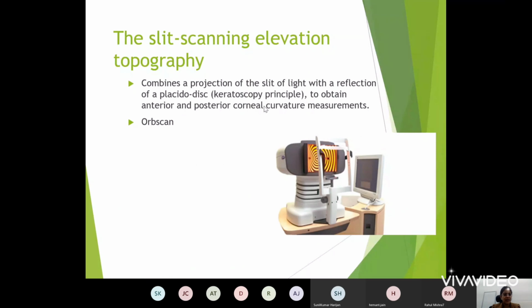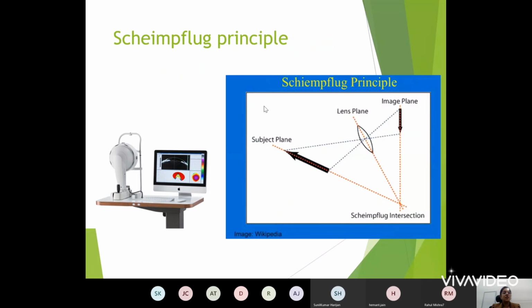Slit scanning, as in Orbscan, combines the projection of a slit of light with reflection of a Placido disc to obtain the anterior and posterior corneal surface. In the Scheimpflug principle, the subject plane, lens plane and image plane all intersect to give a good depth of image, and Pentacam takes 50 slit images of the anterior segment of the eye in less than 2 seconds with a single rotating Scheimpflug camera to obtain multiple photos.